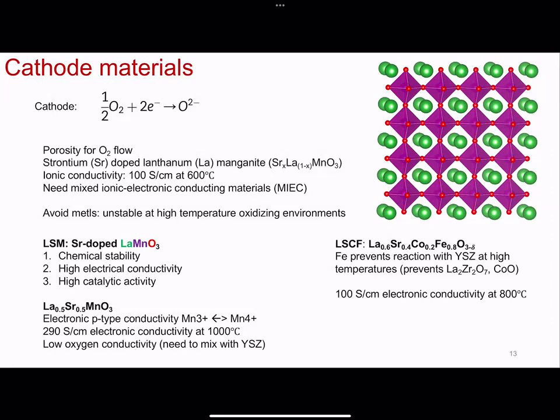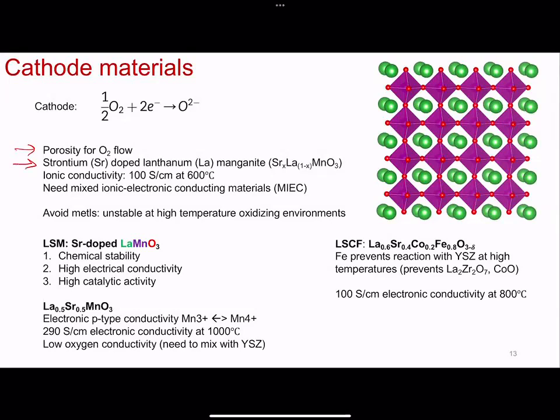Okay, so for the cathode material, on the cathode side, you have O2 becoming reduced to O2 minus, right? So the ideal case is you have some porosity so that, once again, gases can flow. So you don't want to sinter the material too much. Oh, I just realized I think I said anode was where O2 was reduced. It's hydrogen oxidation. Sorry, cathode is oxygen reduction.